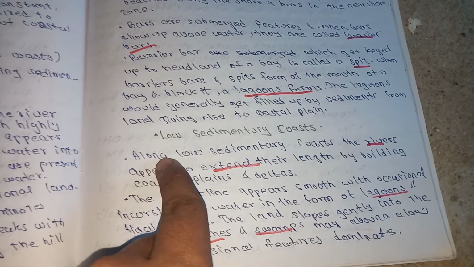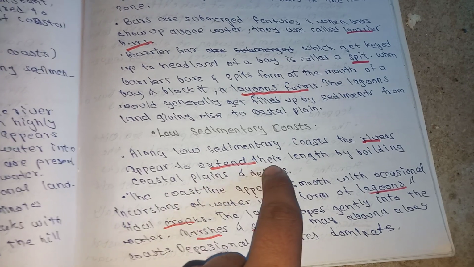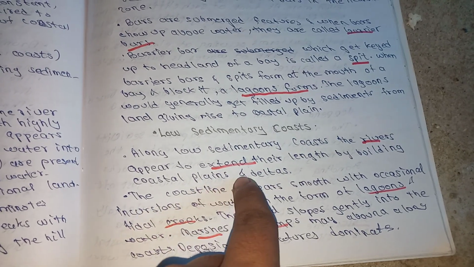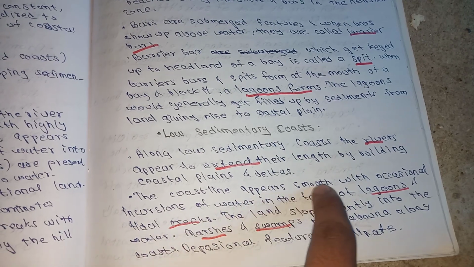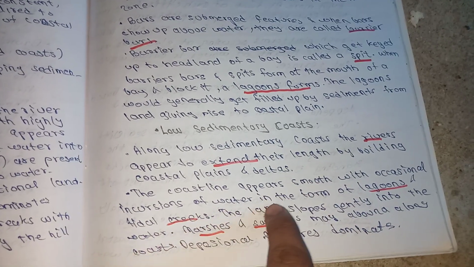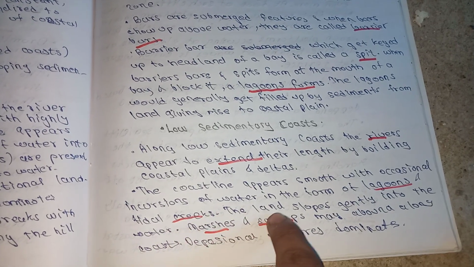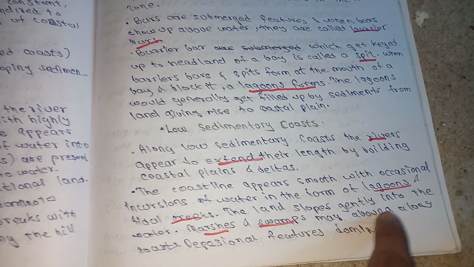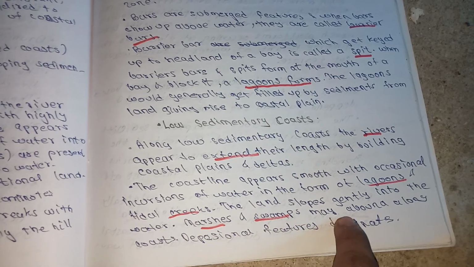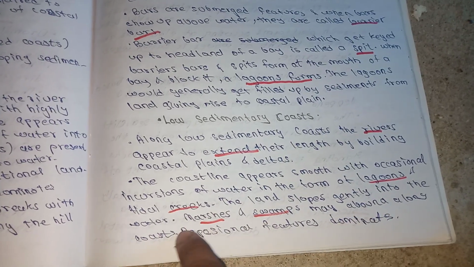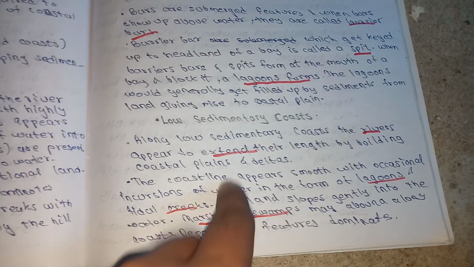So, along low sedimentary coast, the rivers appear to extend their length by building coastal plains and deltas. The coastline appears smooth with occasional incursion of water in form of lagoons and tidal creeks. The land slopes gently into the water. Marshes and swamps may abound along coast. Depositional features dominate.